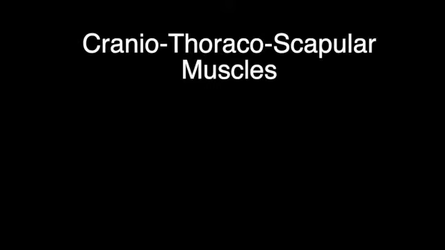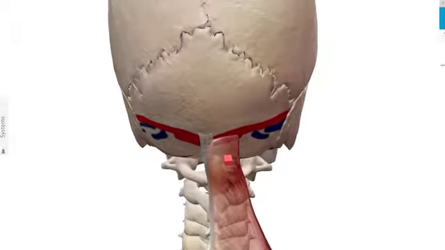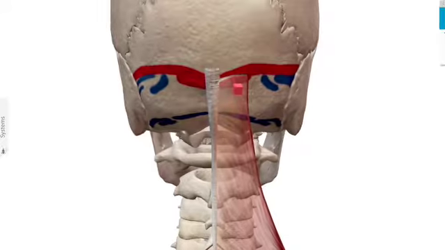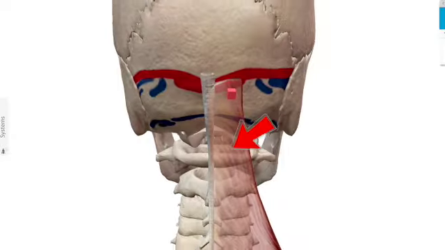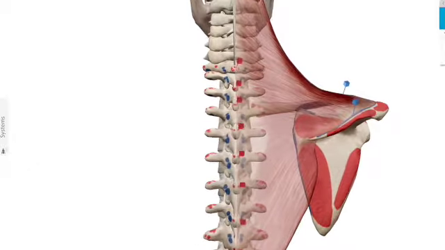First, there are the cranio-thoracoscapular muscles, the first of which is the trapezius. It has three separate portions which can be distinguished on the direction of fibers. The descending portion is the most cranial portion. The fibers are directed obliquely and inferiorly.